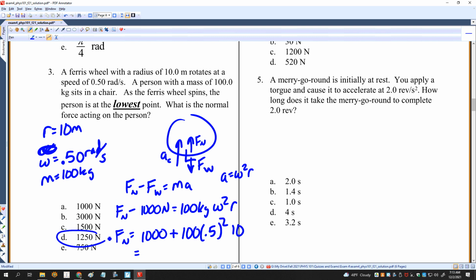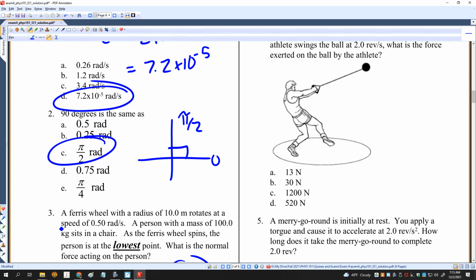What's that? I think that's 1250. Yeah, D is right for number 3.